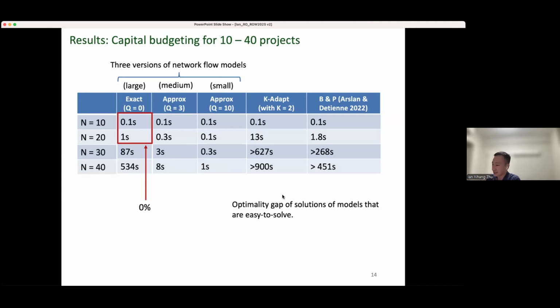Let's look at the optimality gap of solutions of the models that are easy to solve, meaning they can be solved very quickly. Obviously when n is equal to 10 and n is equal to 20, the exact models can solve quickly, so this has an optimality gap of 0. But for these models here, that only took a few seconds for us to solve, the optimality gaps are also near optimal. The optimality gap is less than or equal to 0.4% on average.